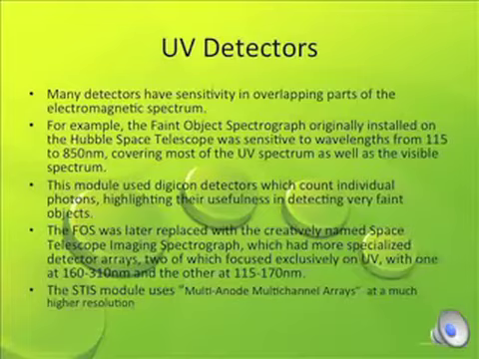So for UV detection, there's a lot of different ways to do it, and some detectors have a wide frequency spectrum that they can detect, and it overlaps the kind of arbitrary categories that we've made. So some may detect all the way from UV up even through infrared. One of the original instruments on the Hubble telescope was the Faint Object Spectrograph, which could see from 115 to 850 nanometers, which covers most of UV and the entire visible spectrum.